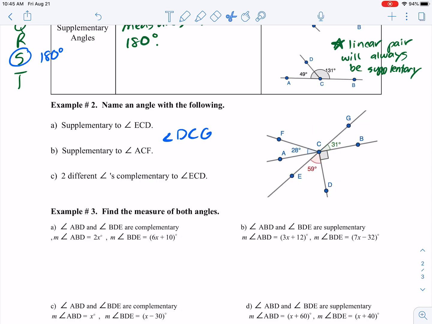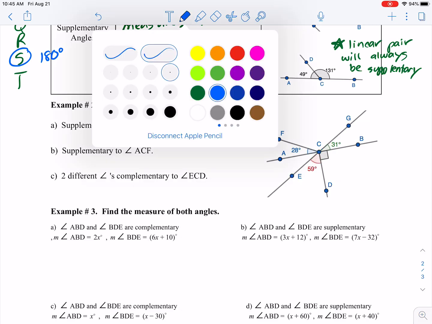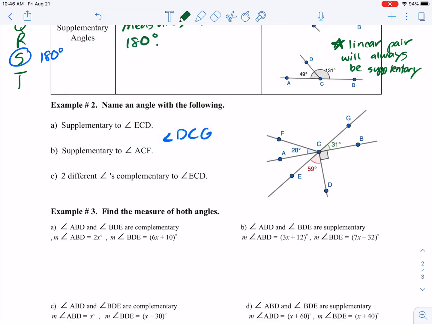All right, let's try B. An angle that is supplementary to ACF. Again, an angle that forms a straight line. Let's just pick the angle that is adjacent and forms a straight line. That's probably our easiest. Angle FCB.